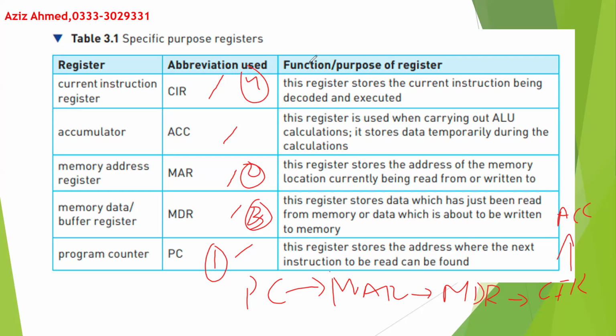And the result of processing is stored in the accumulator. This is fifth. This register is used when carrying out ALU calculations. It stores data temporarily during the calculation. So these are the steps. As I discussed last time also, today I revise it.